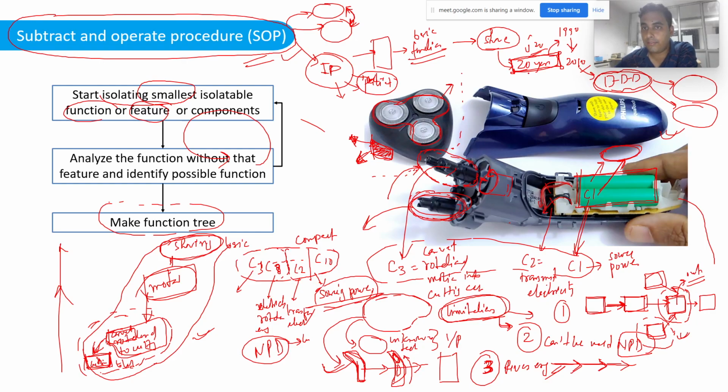The inventor gets 20 years of exclusive right to sell this particular product. Within these 20 years, you can do reverse engineering, but if you try to commercialize it, then you are violating the IP laws. So that is not ethical.